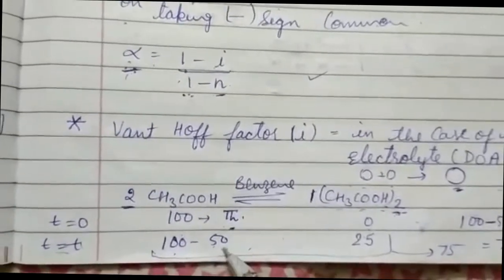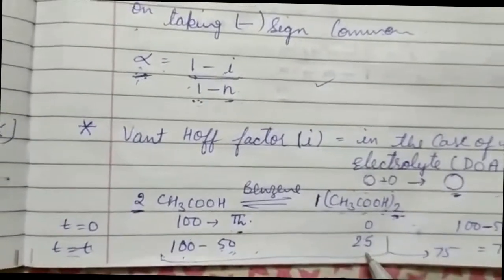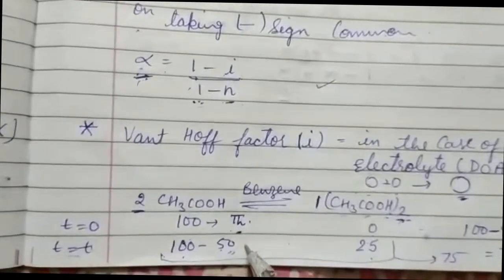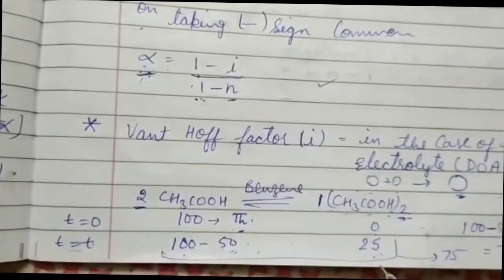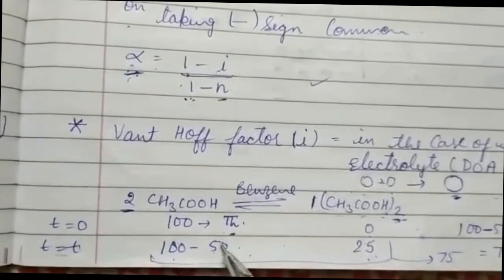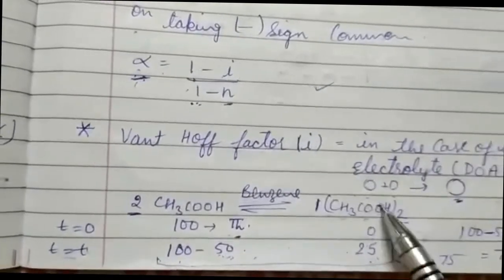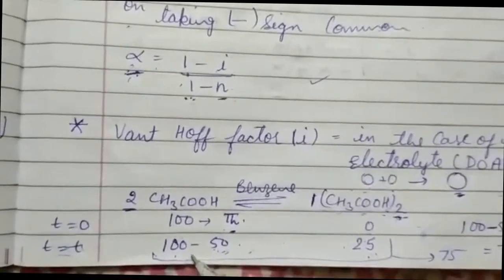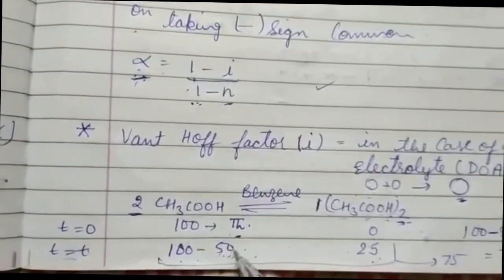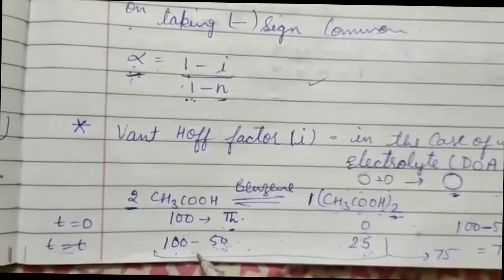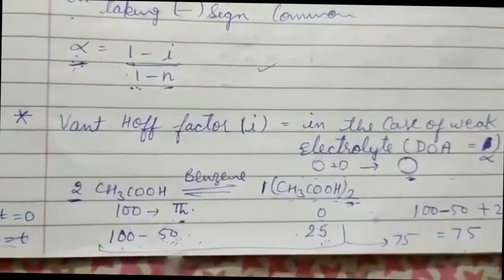Out of these 50 particles, 2 particles will combine together to form a dimer. So how many dimers will form here? 25, because two particles combine to form one dimer. So 50 particles will undergo dimerization and form 25 dimers. And how many acetic acid molecules are left? Because 50 molecules are undergoing association, 100 minus 50, only 50 particles are left. And 25 dimers will form.